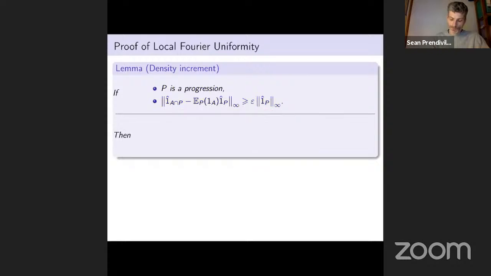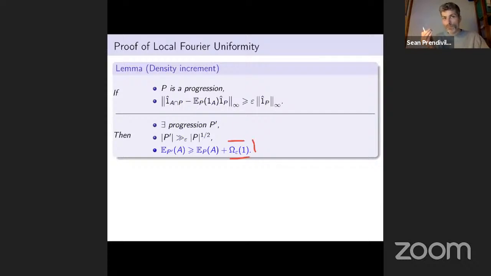Given those two assumptions, there exists a new progression, P prime, whose length is about the square root of the previous progression, and where your set is substantially denser. Its density increments by an amount which is just some small constant which depends on the level of Fourier uniformity you're seeking, epsilon. That's this number. So this is the density increment. We've incremented the density of our set A by passing to this subprogression.